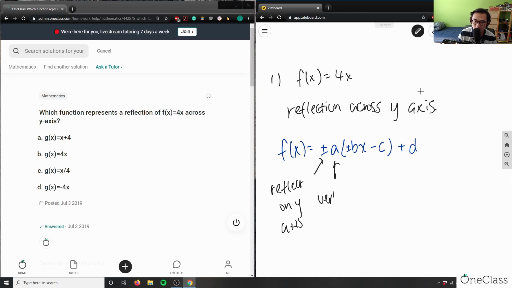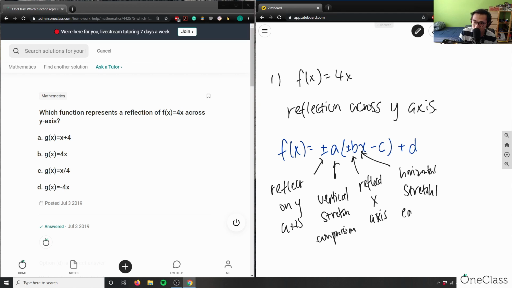The a here is a vertical stretch or compression, or expansion. You could also say stretch or compression. The b here is a reflection along the x-axis. Sorry, that's plus or minus. The b here represents the horizontal stretch or compression. The c here represents a horizontal shift. And then finally, the d here represents a vertical shift.